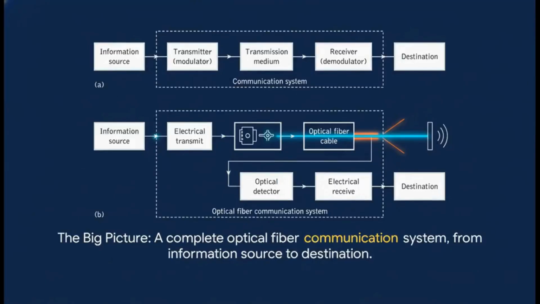And this slide right here, this is the whole shebang. This is the complete system. You start with your information, which gets turned into an electrical signal. A transmitter, usually a laser, converts that into pulses of light. That light then travels down the fiber optic cable, maybe for thousands of kilometers. And at the far end, a detector turns that light back into an electrical signal, which finally gets sent to its destination.